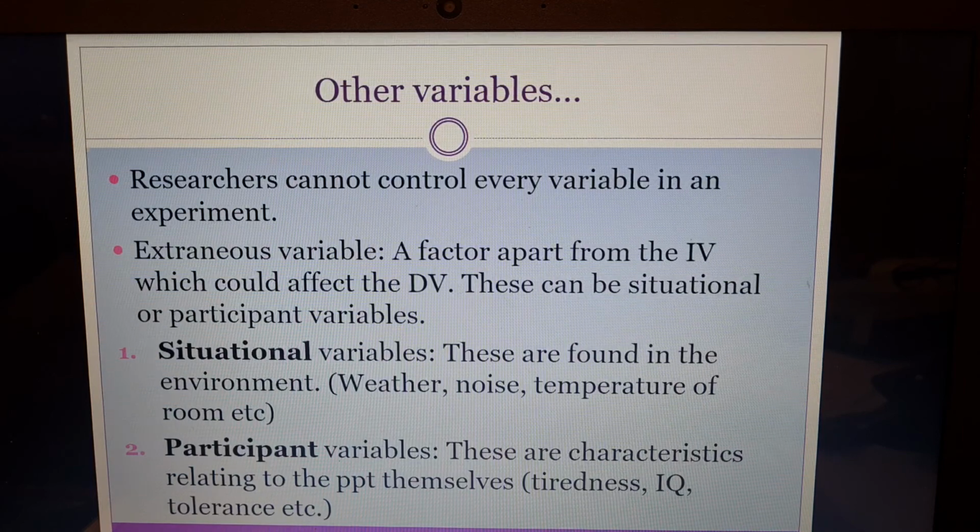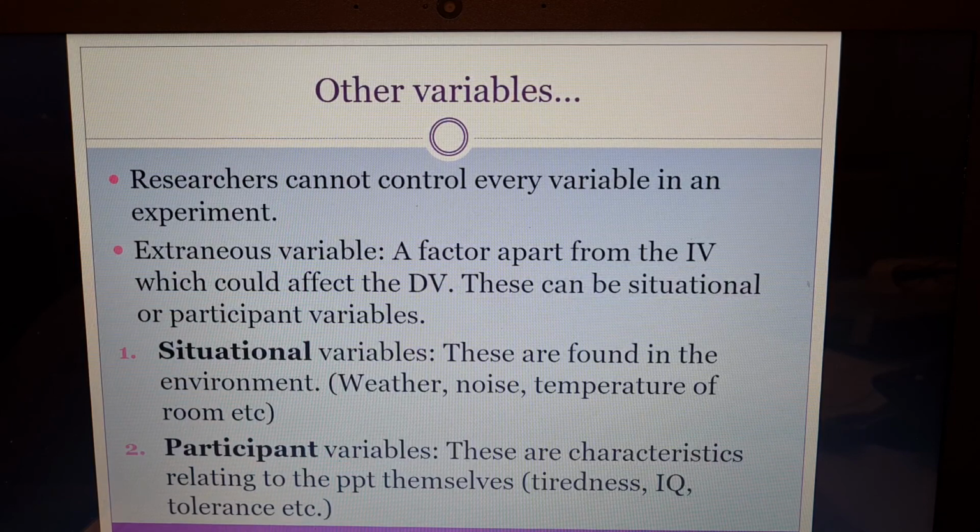There are some other variables which you also need to know about. As researchers, it's very difficult to control every single variable in an experiment and make it as valid or reliable as possible. And there's something called extraneous variables, which are variables apart from the independent variable, which could also impact your dependent variable. And these can be situational or participant variables.